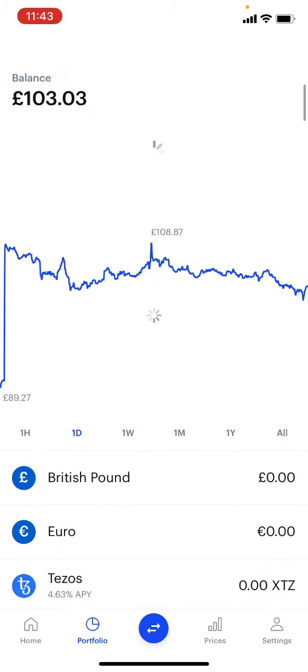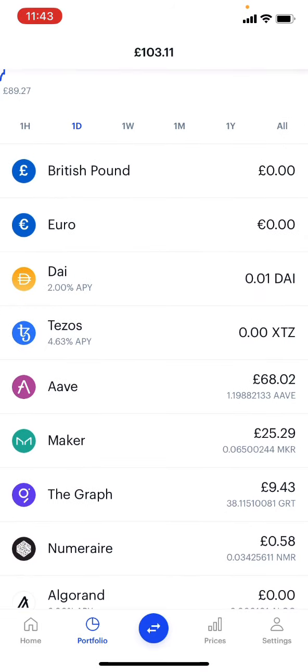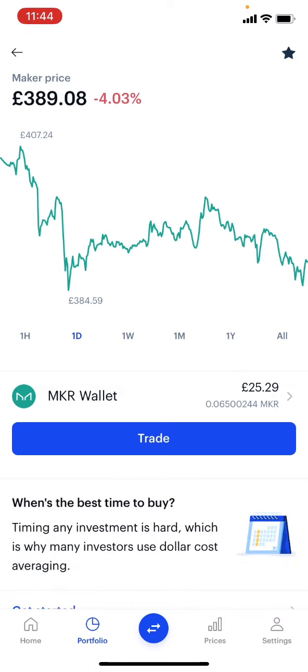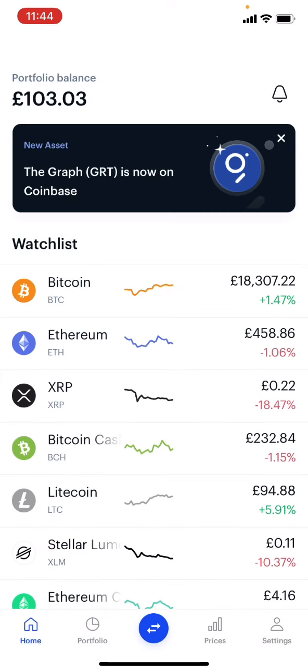You can also do it from your portfolio. For example, if you have a cryptocurrency like Maker, you can sell from here as well. You can see the trade option, and you can click buy, sell, convert. Coinbase is for very beginners. You can invest as little as 1 pound, 2 pounds, 3 pounds, 5 pounds, or 10 pounds, but check the fees, sometimes they are very high.